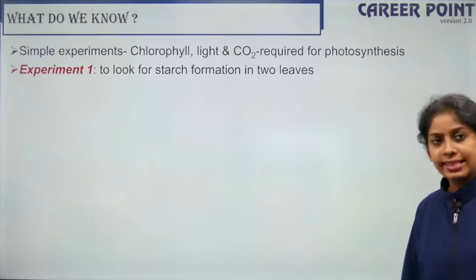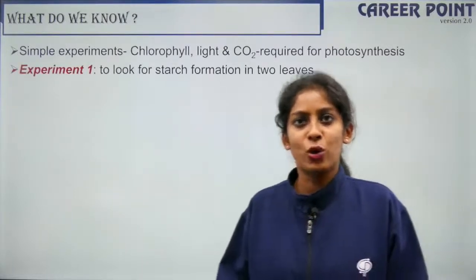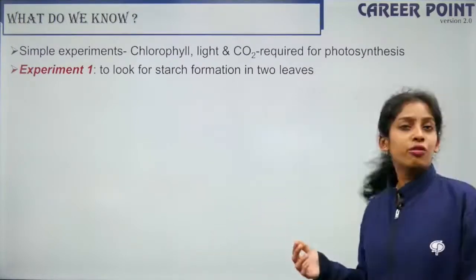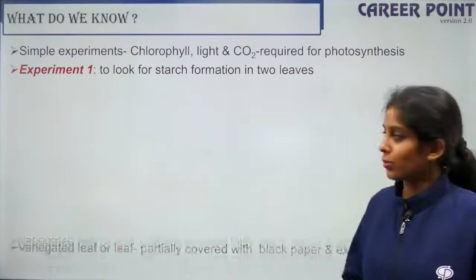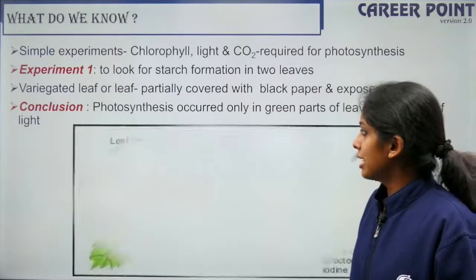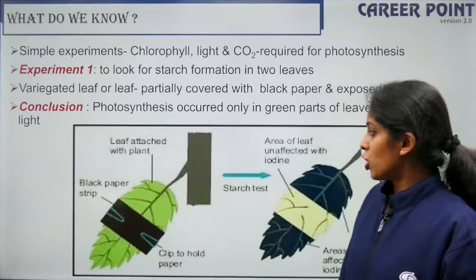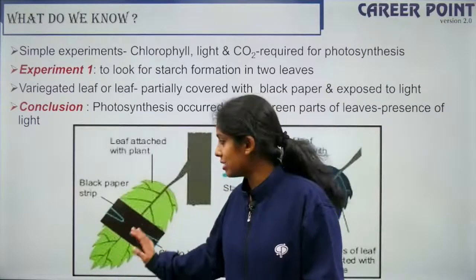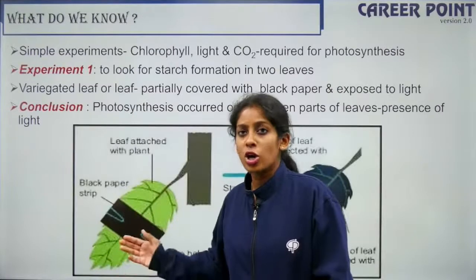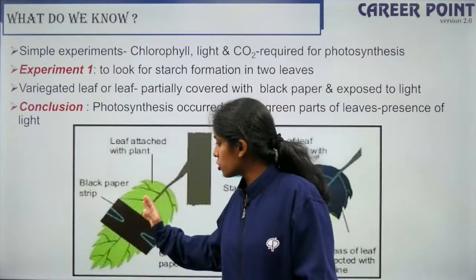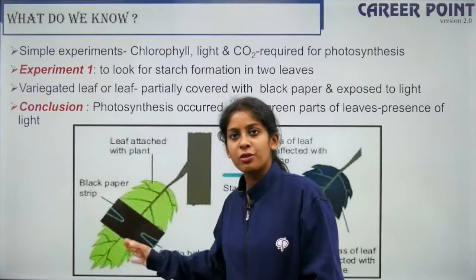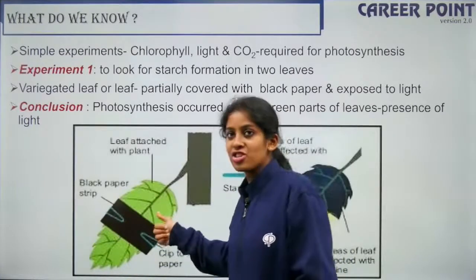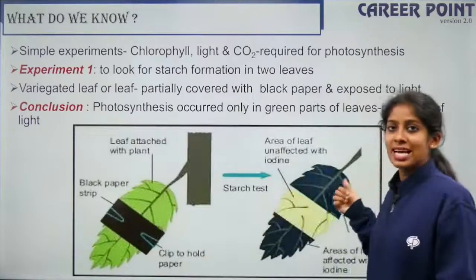So first, I think you would have performed this experiment in your lower classes. Even if not, you can do it at home also. So to look for the starch formation in two leaves, okay? So you take a leaf like this, okay? So at one point in the leaf, you put a black paper and leave it undisturbed for some time. After 1 hour or so, add drops of a solution to check for the presence of iodine. Okay, so if the green surface of the leaf turns blue, it means it has iodine.